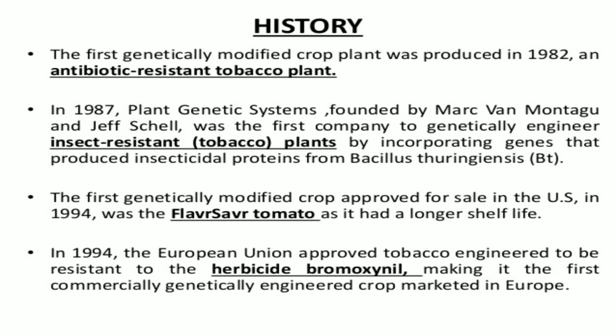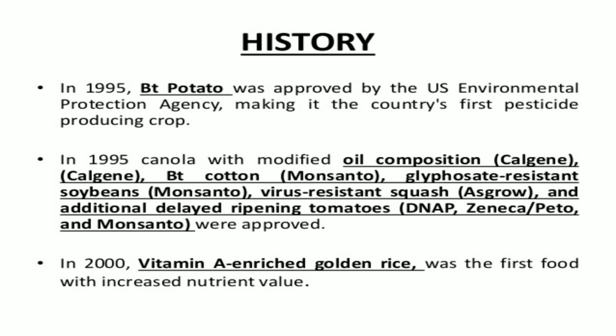Next, coming to the history. In 1982, the first genetically modified antibiotic resistant tobacco plant was produced. In 1987, insect resistant tobacco plants were produced by introducing the insecticidal protein from Bacillus thuringiensis. In 1994, Flavr Savr tomato was approved. In 1994, herbicide resistant tobacco plant was marketed. Again, in 1995, BT potato was approved, which was the country's first pesticide producing crop.